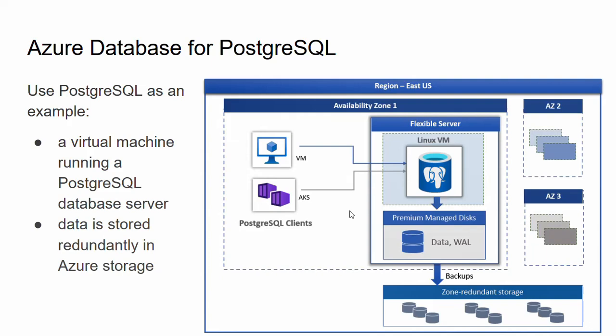Then the PostgreSQL also stores data in some managed disk, and this disk is also hidden away from you. And the backups of this server will be stored in zone redundant storage. Data is stored redundantly in Azure storage, and there's a virtual machine running PostgreSQL.